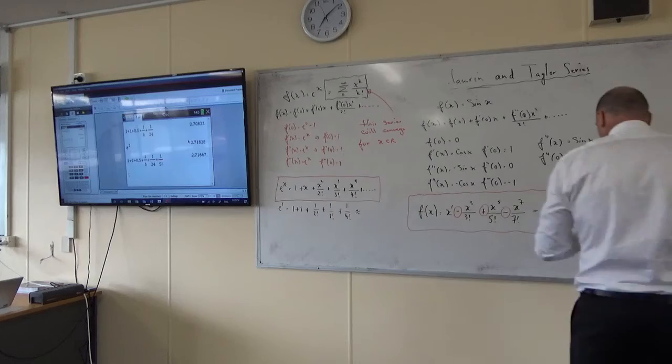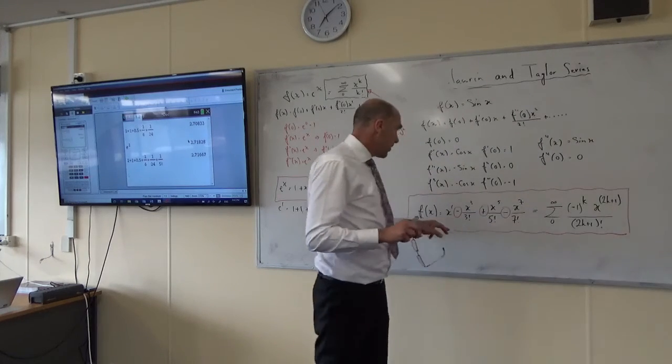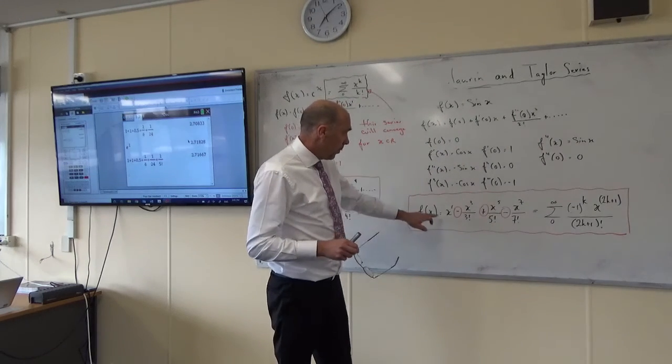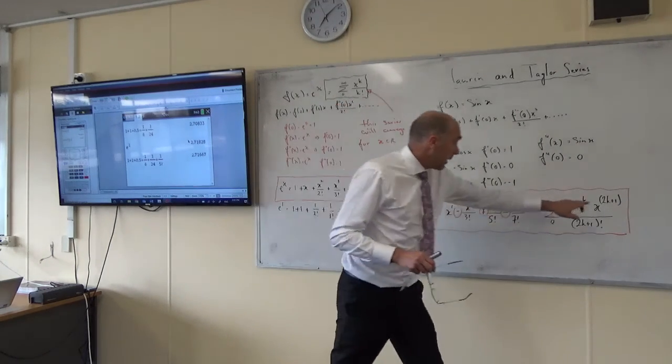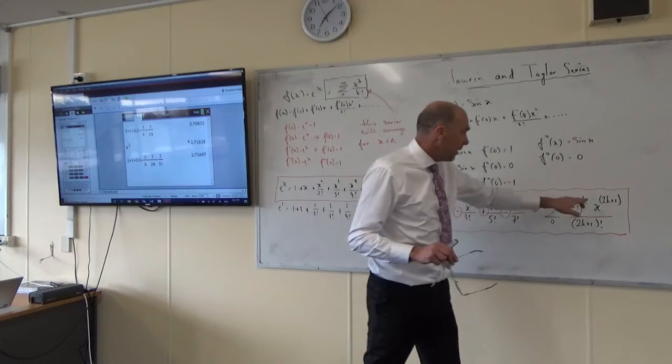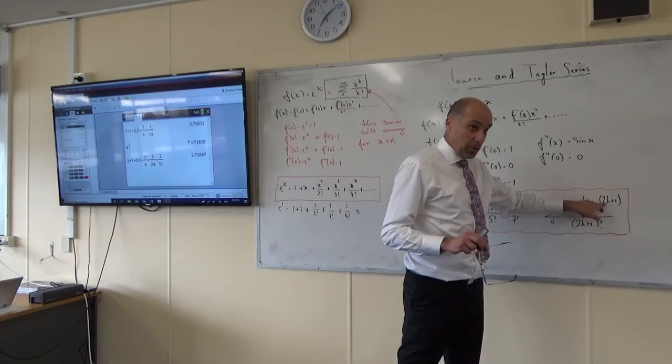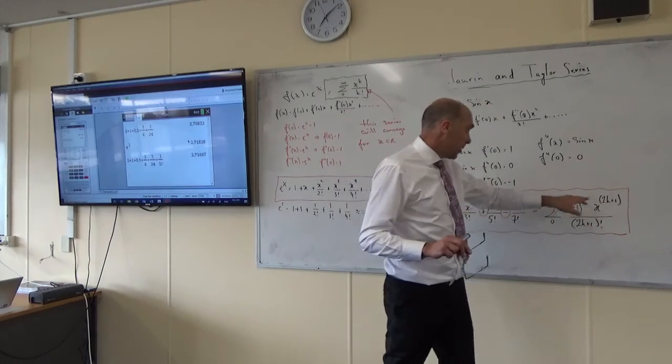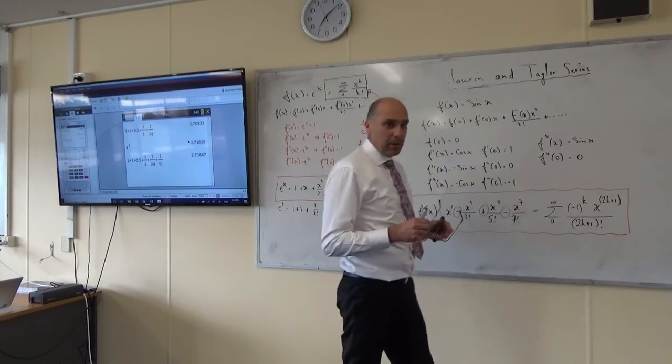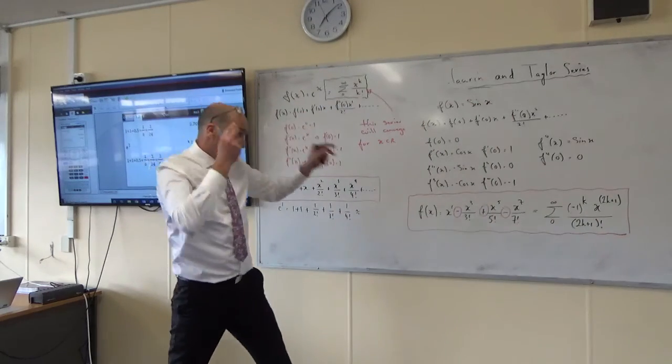When k is equal to 0, then we get this one. If k is equal to 1, we get 3. If k is equal to 2, we get 5, and so on. We just got to make sure we generate them.